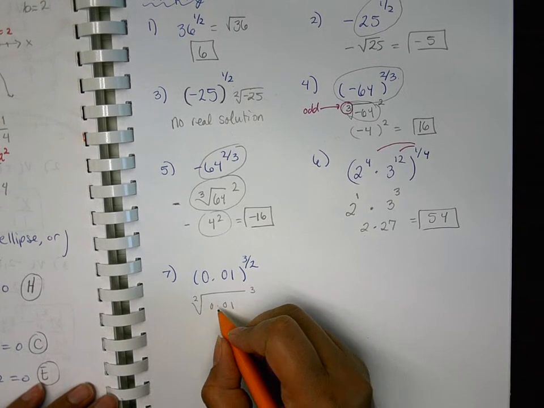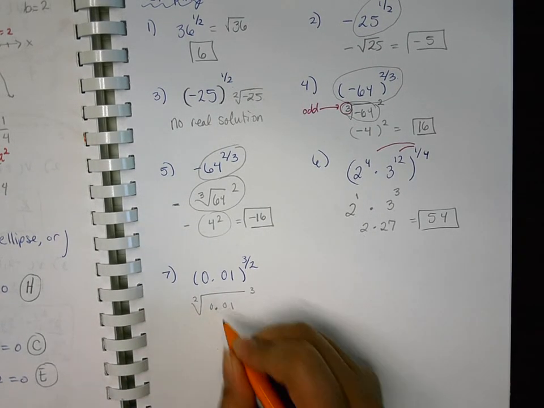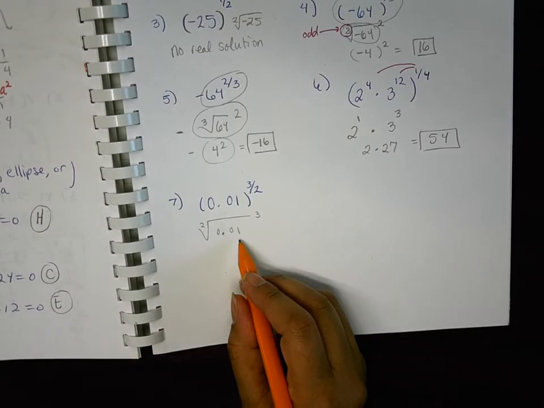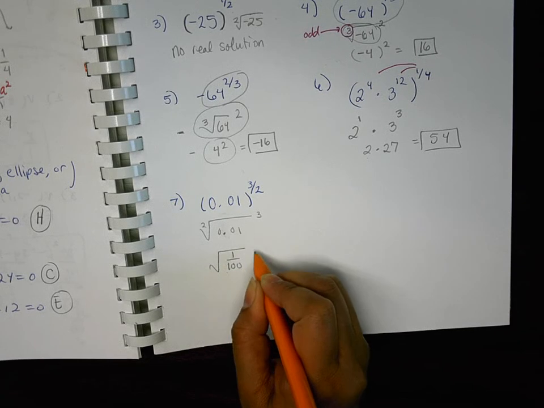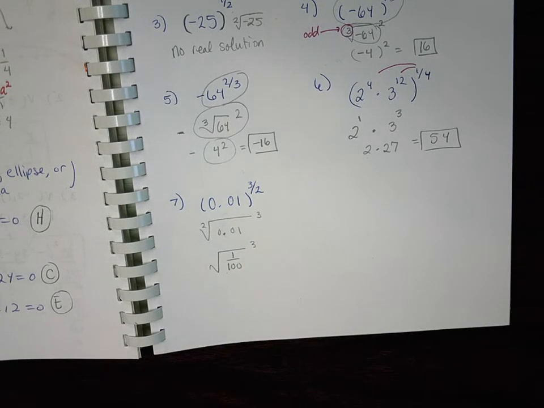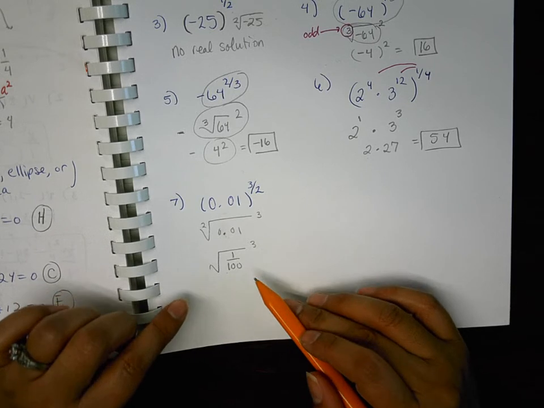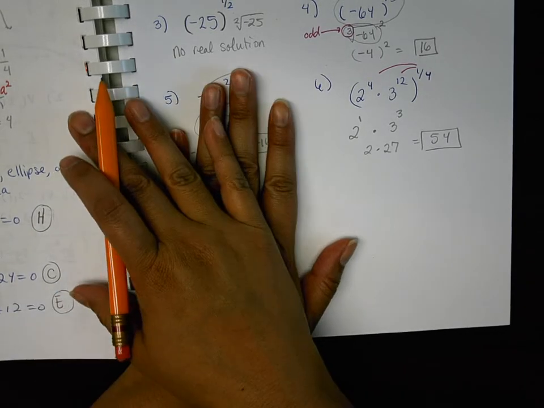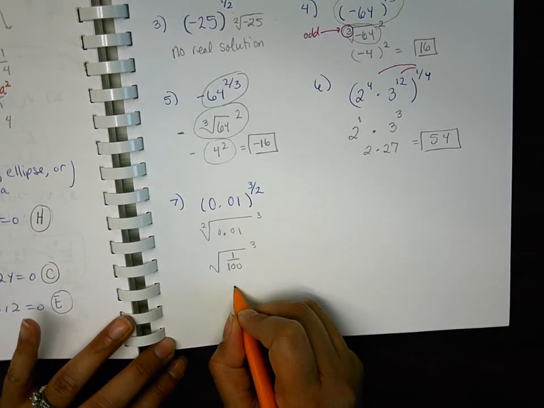In elementary school, you learned that this is 1/10 or 1/100. That's in the hundredths place, correct? So the square root of 0.01 cubed, where 0.01 is the same as 1 over 100. Can we take the square root of 1 over 100? Okay, ignore the fraction. What's the square root of 100? So what's the square root of 1 over 100?